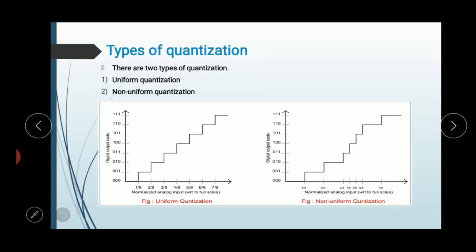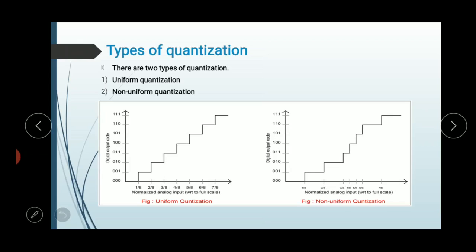If the input range is divided into levels of equal spacing, then the quantizer is termed as a uniform quantizer, and the quantization obtained by a uniform quantizer is known as uniform quantization. And if the spacing is not equal, then it is termed as a non-uniform quantizer, and the non-uniform quantizer gives non-uniform quantization.